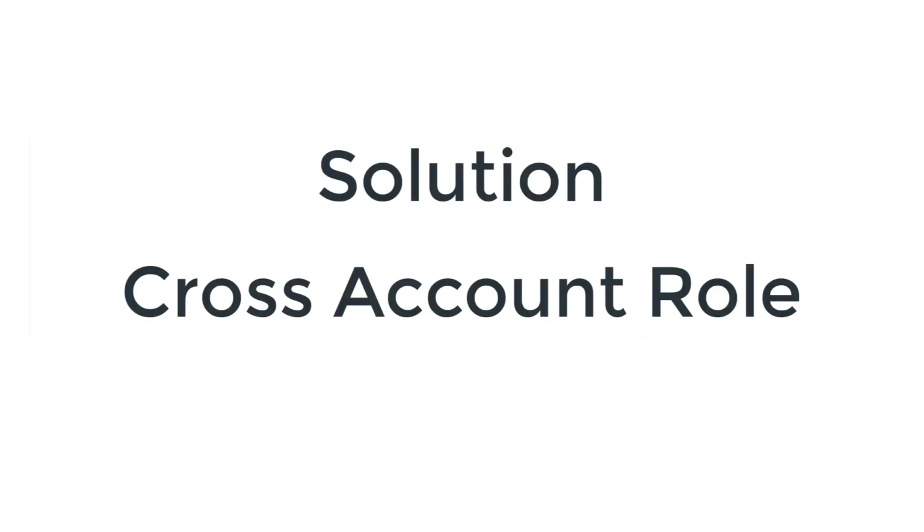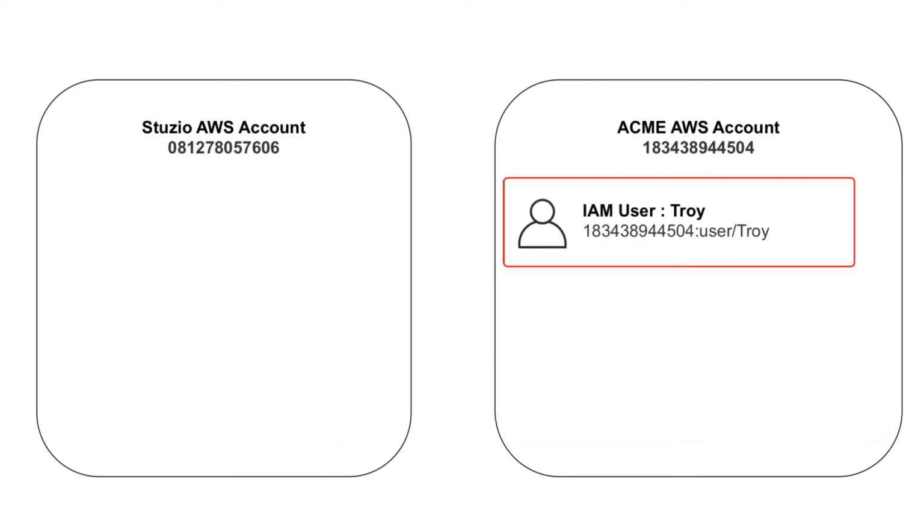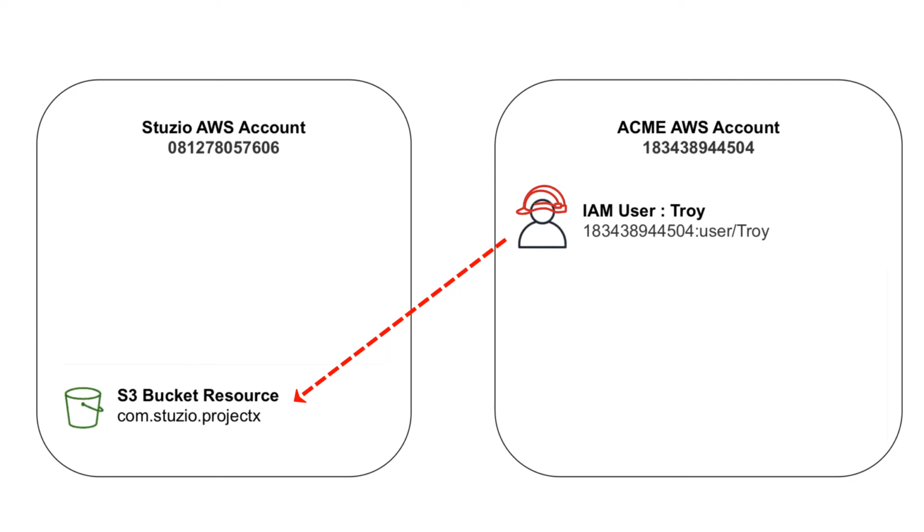Now let's build a solution using IAM role to grant access across AWS account. For this demonstration, we have two accounts. On the left, we have the Studio account, and on the right, we have the Acme AWS account. This is the account that contains Troy's IAM user. So in order to allow Troy to assume a role and get access to our S3 bucket, we need to do a couple of things here.